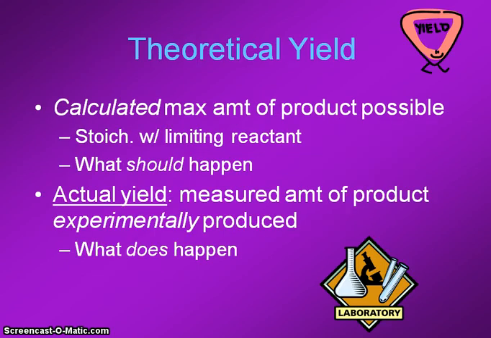Now, theoretical yield is the stoichiometric calculation we've been doing all week, our grams to grams problem. Calculated maximum amount of product possible. This is what we should get if we were to do this experiment. The actual yield is the measured amount of product that we actually get during the experiment. So if we were to go conduct these reactions and weigh out our product, this is what we actually get.